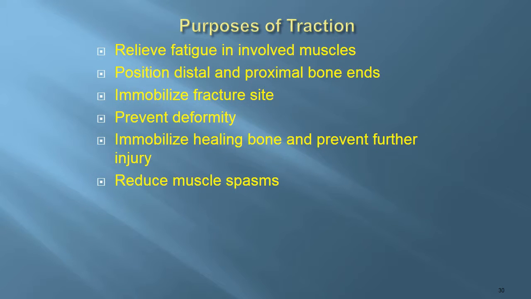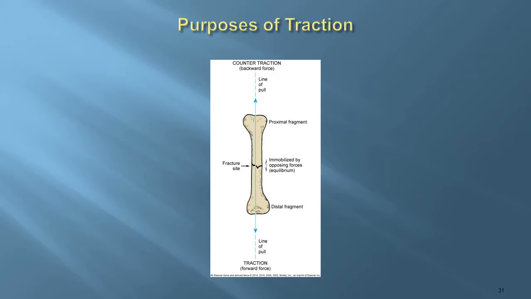Purposes of traction include relieving fatigue in involved muscles, positioning distal and proximal bone ends, immobilizing the fracture site, preventing deformity, immobilizing the healing bone and preventing further injury, as well as reducing muscle spasms. This diagram shows how traction works, with the traction, which is the forward force, and the counter traction, which is the backward force.